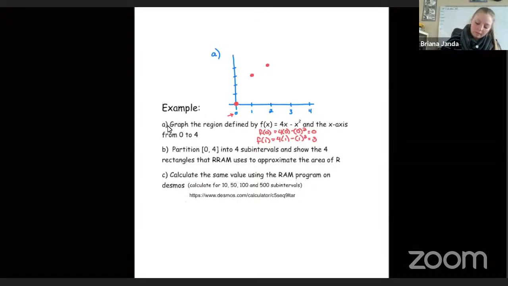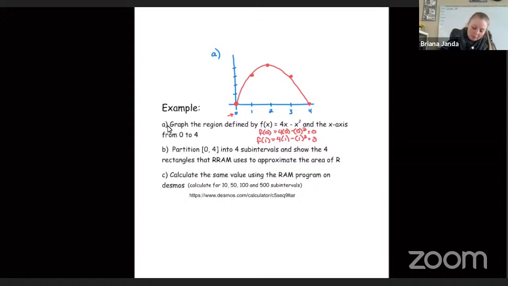Plug in a 3. 4 times 3 is 12. Minus 9 would be 3. And plug in 4 would be 16 minus 16 is 0. And you can see that parabola happening here. And that would be our curve graphed from 0 to 4, part A.